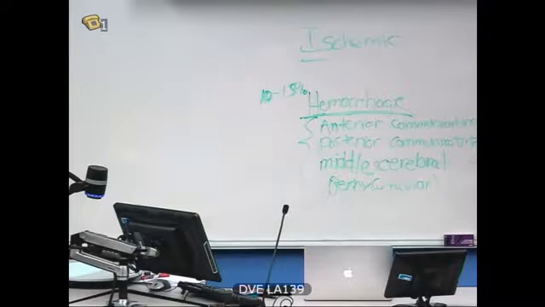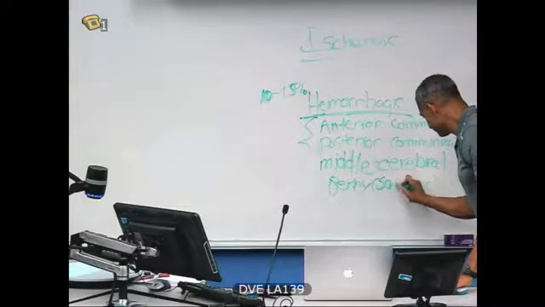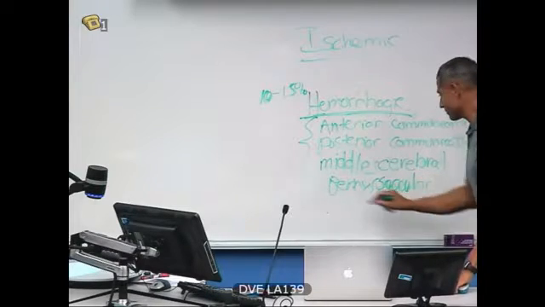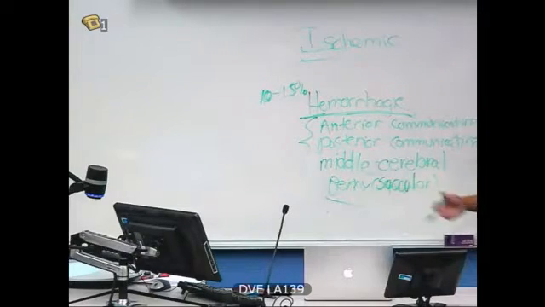Anterior communicating, posterior communicating, middle cerebral artery. Very saccular. Saccular aneurysm, berry aneurysm. Okay? That's the majority of hemorrhagic strokes.